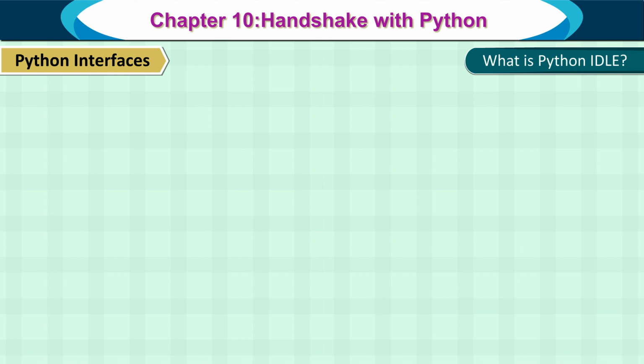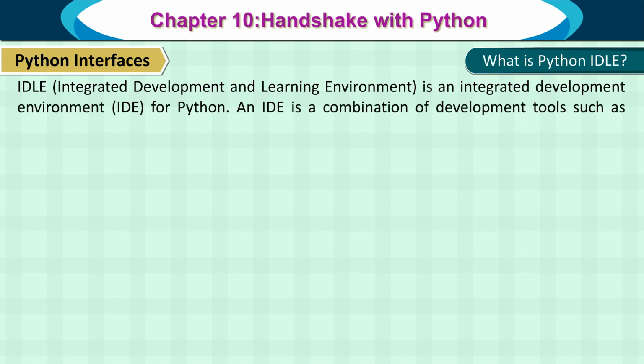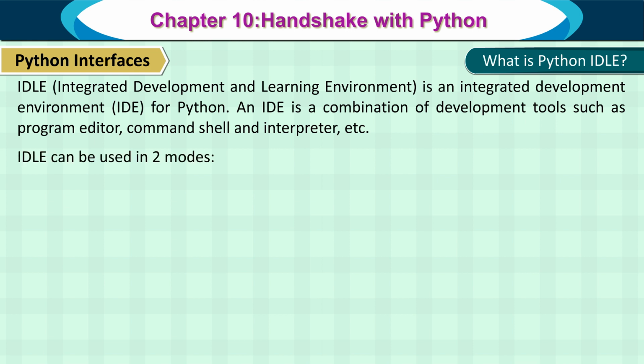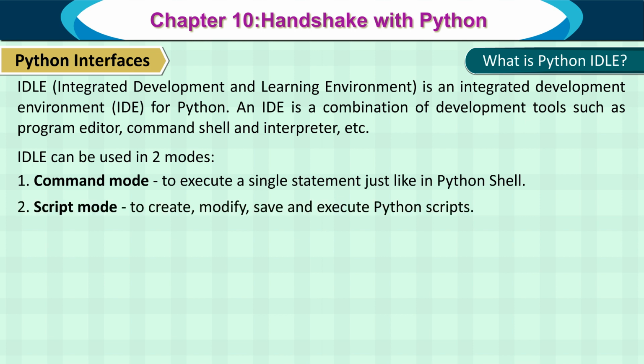What is Python IDLE? IDLE, Integrated Development and Learning Environment, is an integrated development environment (IDE) for Python. An IDE is a combination of development tools such as program editor, command shell, and interpreter, etc. IDLE can be used in two modes. 1. Command mode, to execute a single statement just like in Python shell. 2. Script mode, to create, modify, save and execute Python scripts.